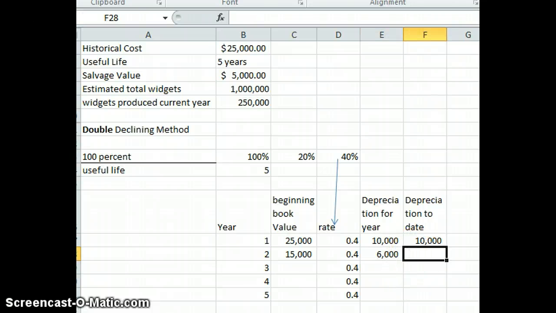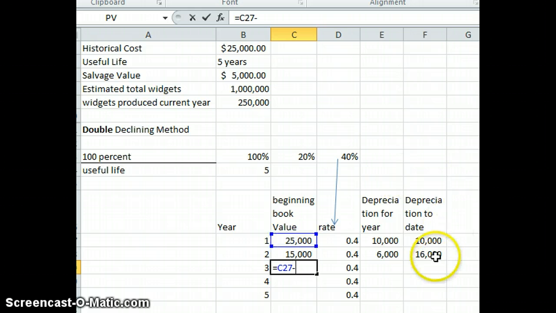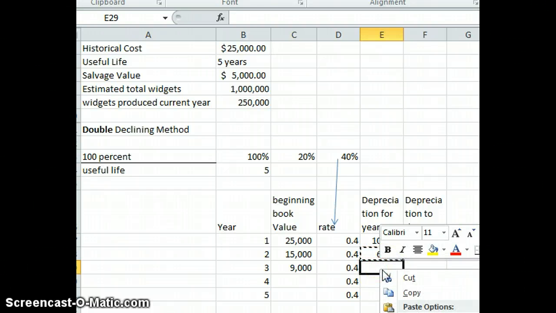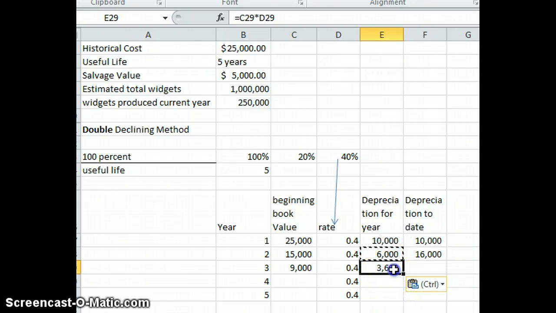So now I'm going to come over here and say last year's depreciation to date plus the current depreciation is going to give me my new depreciation to date. Then I'm going to come over here too. So my book value was 15,000 and we have depreciated more. So I'm going to say the 25,000 less depreciation to date will give me my book value. And now I'm going to copy this formula here, which is 40% times the book value, and we'll get 3,600.